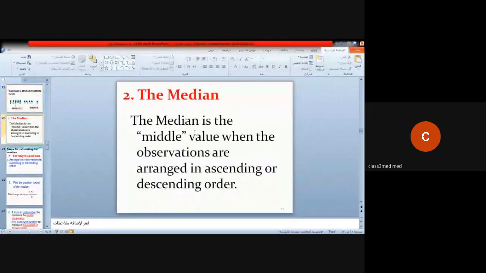The second measure of central location is the median. The median is the middle value when the observations are arranged in ascending or descending order. For calculation, the median should be the value which is in the middle of the observations, but we have to arrange them either in ascending or descending order.